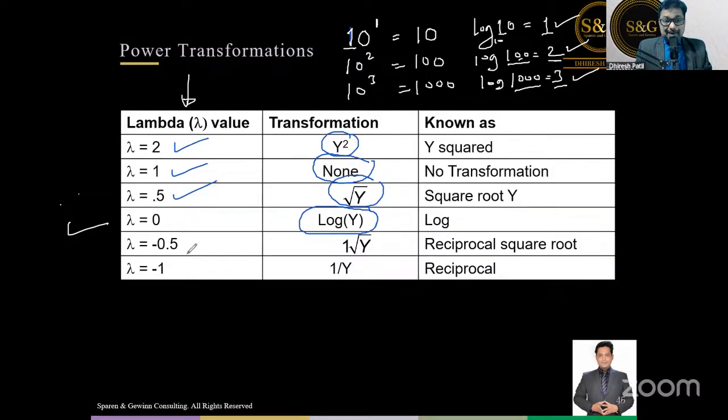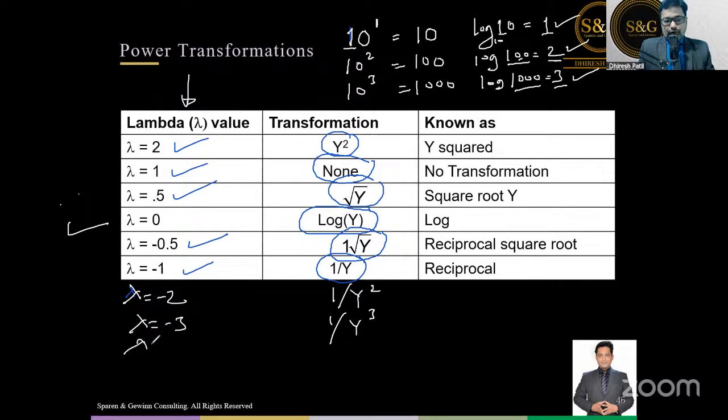Are you understanding? Similarly, if you go on the downside, if lambda is minus 0.5, you take the reciprocal square root, which is 1 divided by the square root of your value. If it is minus 1, then reciprocal, 1 divided by that value. If I extend this further, it can go further. Like if lambda is minus 2, it will be 1 divided by the square. If lambda is minus 3, then 1 divided by the cube, and so on and so forth. If lambda is minus 4, then 1 divided by y raised to 4.